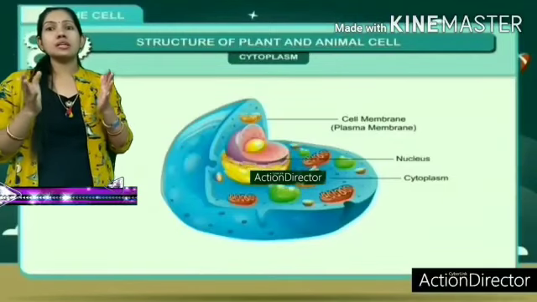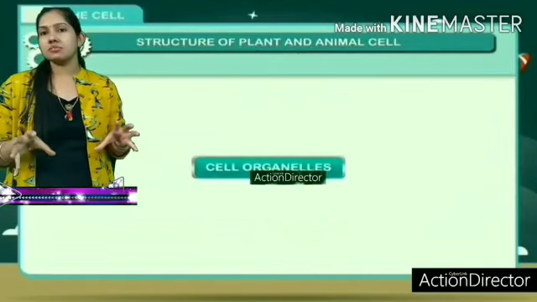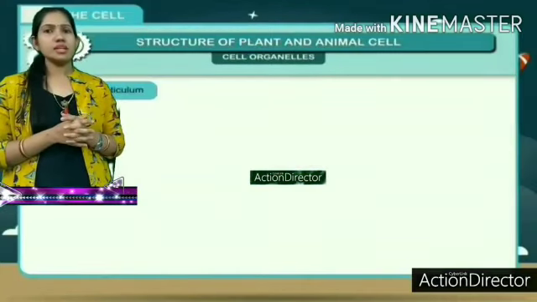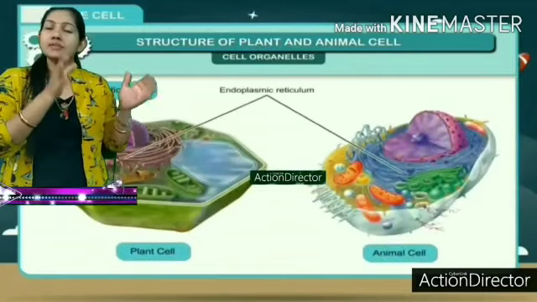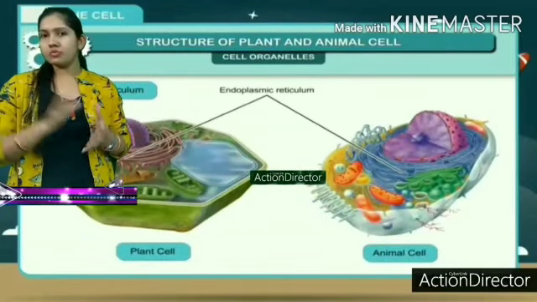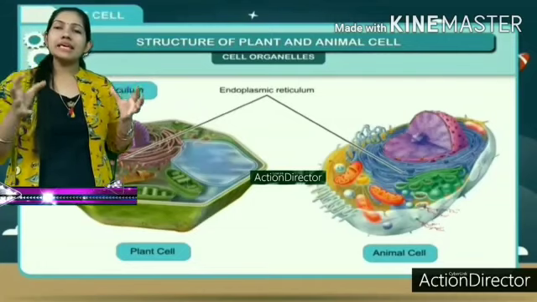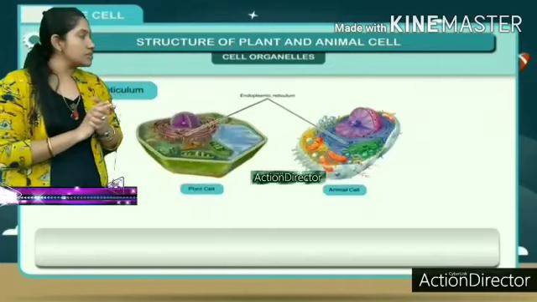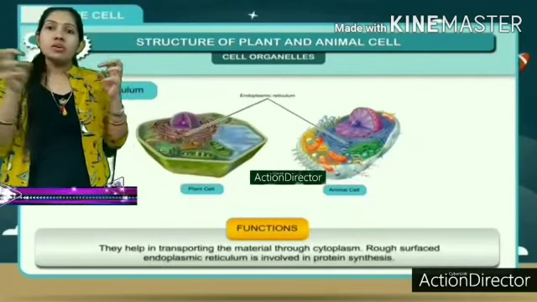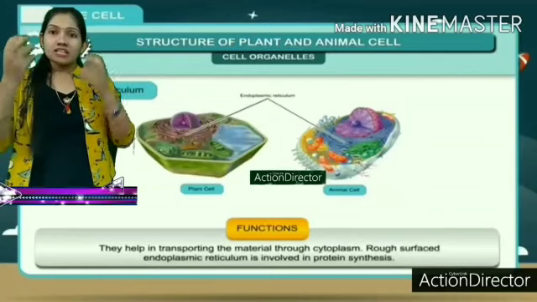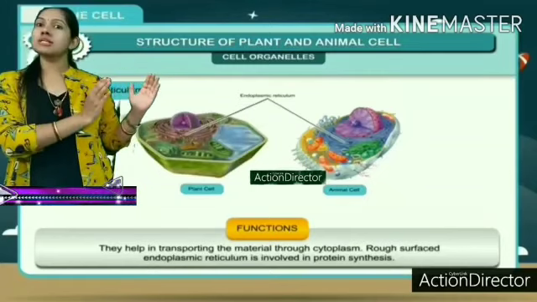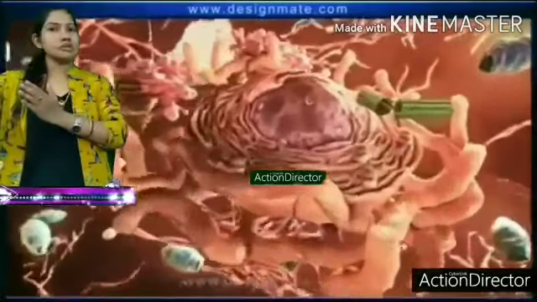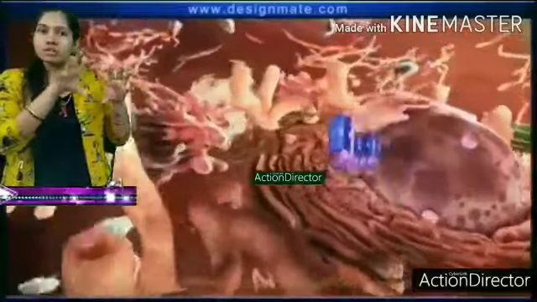As I said, cell organelles are floating over the cytoplasm. The first cell organelle here we are discussing is mitochondria. So let us discuss at first the endoplasmic reticulum, then we will go to mitochondria. Endoplasmic reticulum is the cell organelle which is present both in plant cell as well as in animal cell. You can see here, it is the folded structure which extends from the nuclear membrane up to the cell membrane, and it exchanges material between the cell membrane and the nuclear membrane.